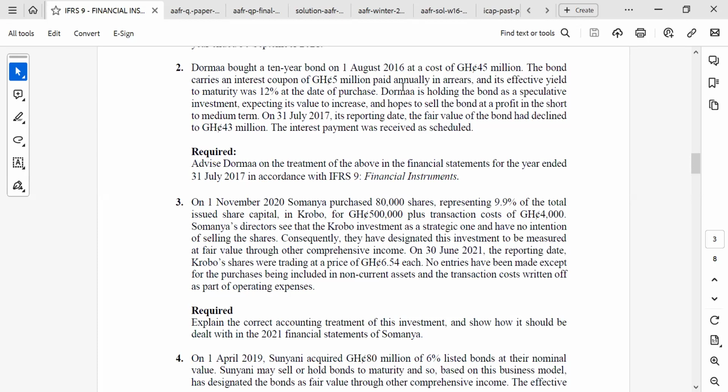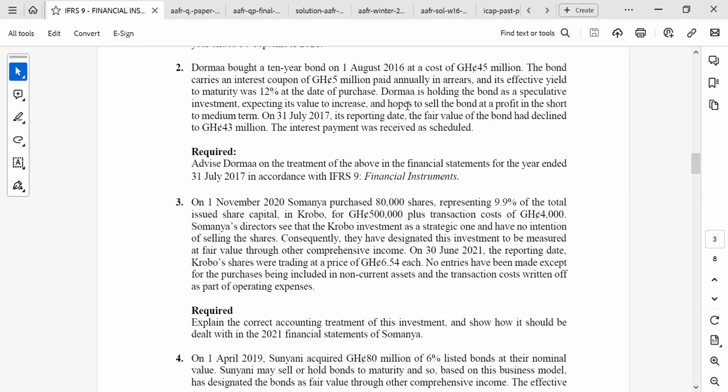On 1st November 2020, Somanya purchased 80,000 shares, representing 9.9% of the total issued share capital in Krobo for 500,000 plus transaction cost of 4,000. Somanya directors see the Krobo investment as a strategic one and have no intention of selling the shares. Consequently, they have designated this investment to be measured at fair value through other comprehensive income.